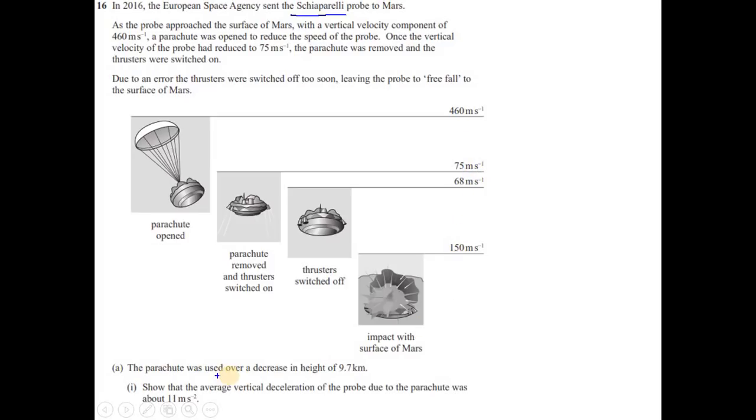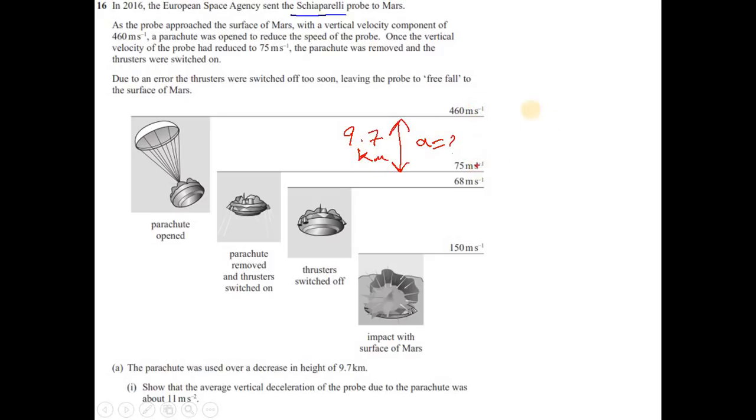The parachute was used over a decrease in height of 9.7 kilometer. Show that the average vertical acceleration of the probe due to the parachute was about 11 meters per second squared. A typical question for the first stage. That distance is given, 9.7 kilometer, and you need to find acceleration. So we are going to use the SUVAT equation, or equation of motion. Distance given, we need to find acceleration.